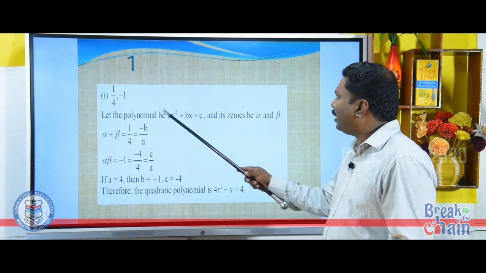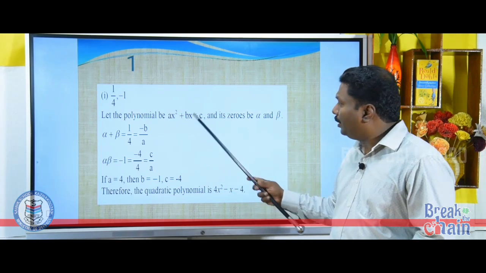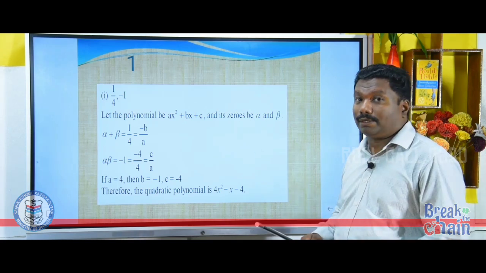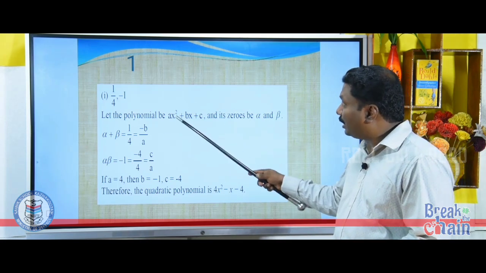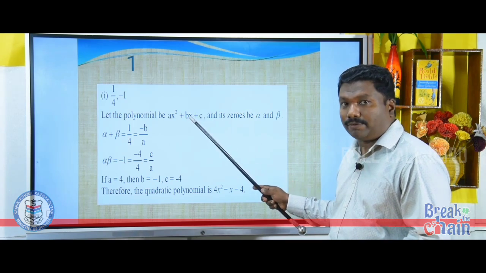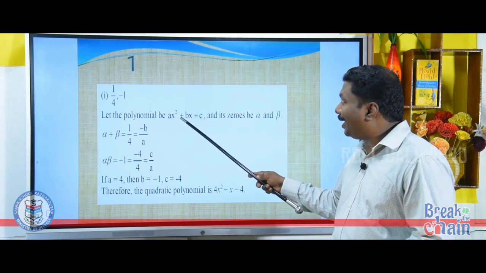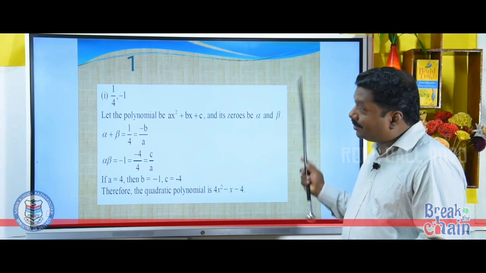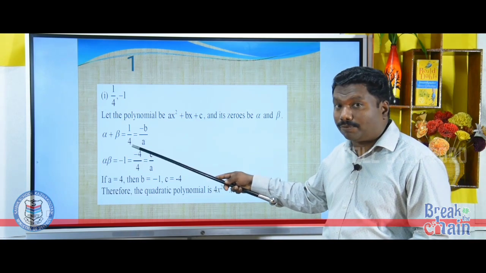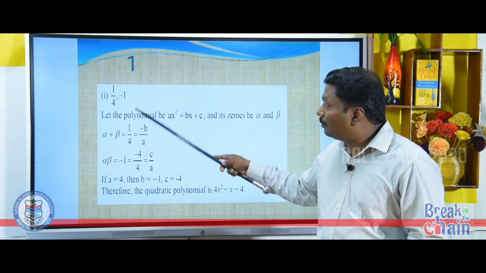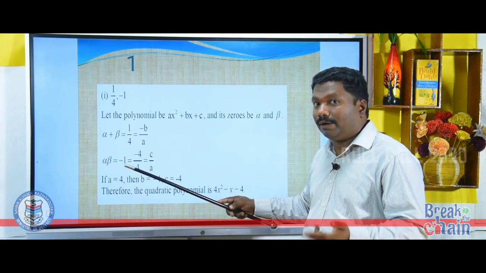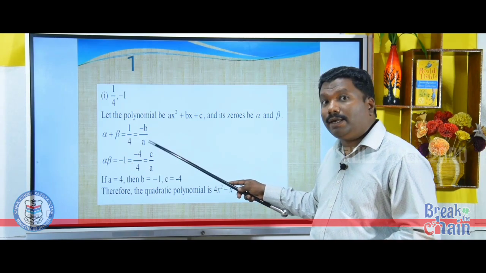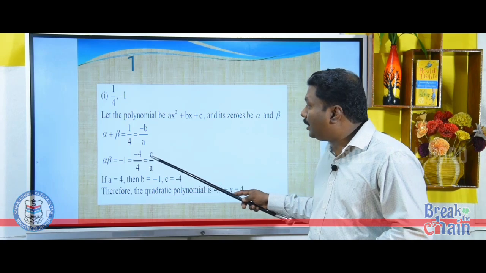Let the quadratic polynomial be ax square plus bx plus c and its zeros be alpha and beta. That is what we have to find. What is given? Alpha plus beta is 1 by 4, alpha beta is minus 1. We already verified in the previous section: alpha plus beta is minus b by a, alpha beta is c by a.